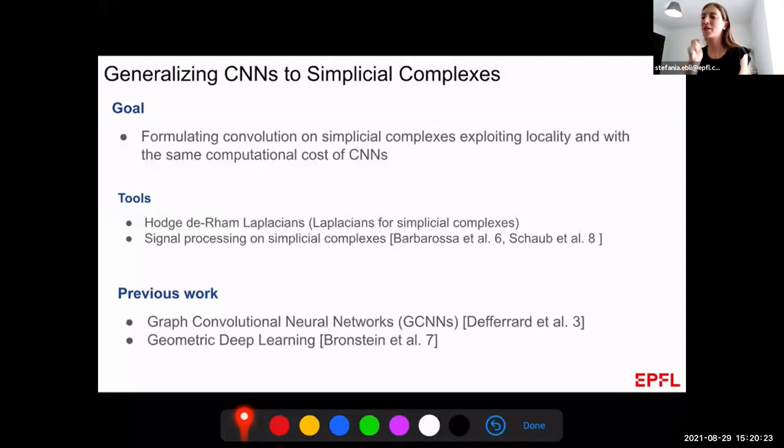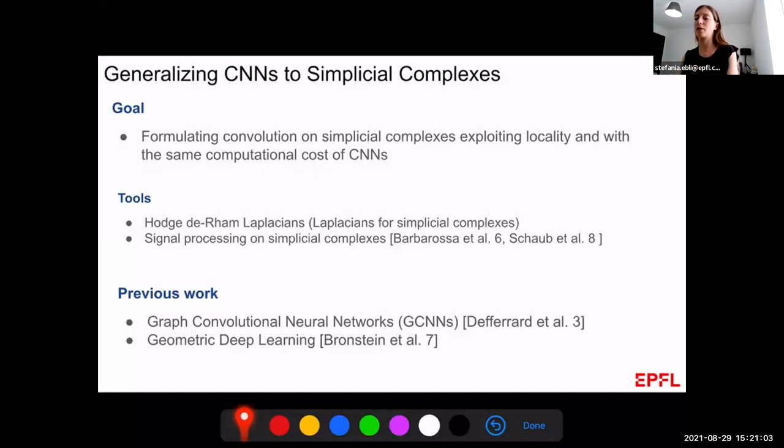Yeah, so I was saying that the goal will be generalizing this convolutional neural network to simplicial neural network, and the tools we will use to do so are the Hodge-de Rham Laplacian, also known as combinatorial higher dimensional Laplacian or Laplacian for simplicial complexes. These were some kind of Laplacian that were defined by Eckmann et al. And we will use also signal processing on simplicial complexes, which was initially introduced by Barbarossa and Schaub.